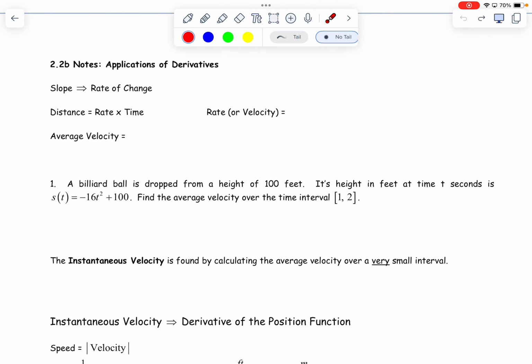All right, here we go. So let's start by highlighting a few key things. I want you to highlight the word derivative. And we talked about derivative is also slope. And what was that other fancy word from last week?